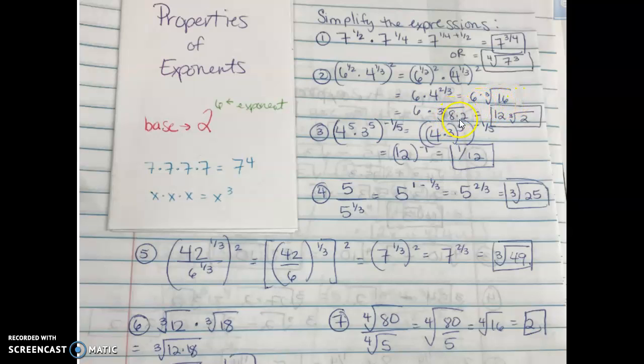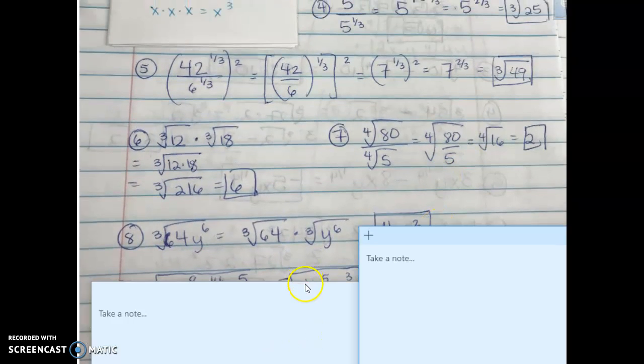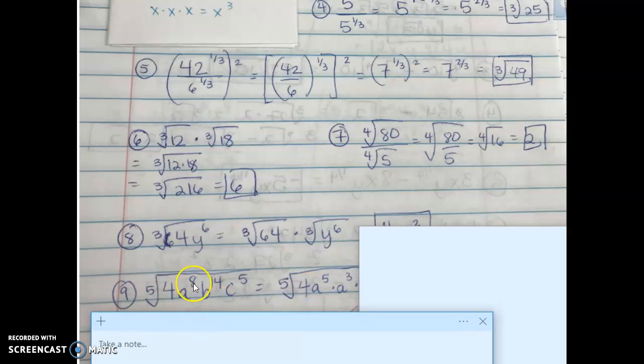It had 8. So I broke this up into cube root of 8 times 2. And I took the cube root of 8 out and made that a 2. The concept here is the same. So even though a to the 8th is not a perfect 5th root, I don't have a number that I can multiply 5 times to get a to the 8th, it does have one inside.